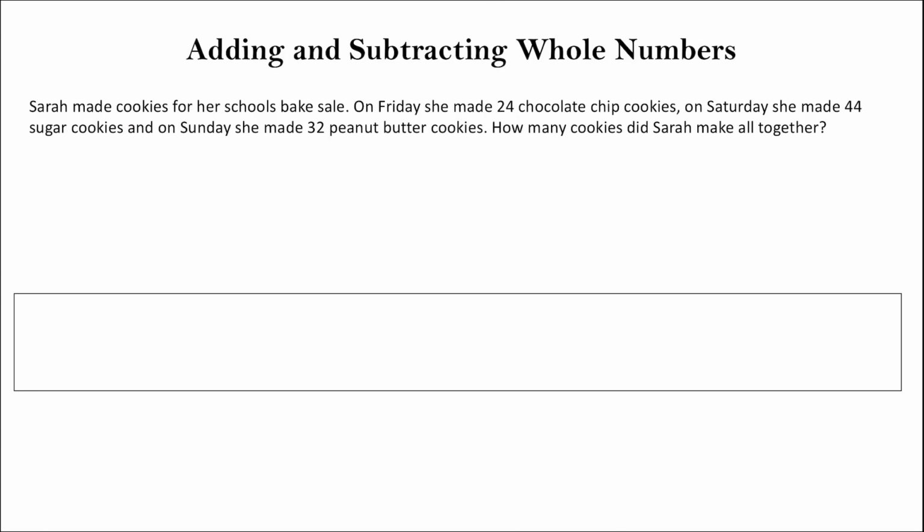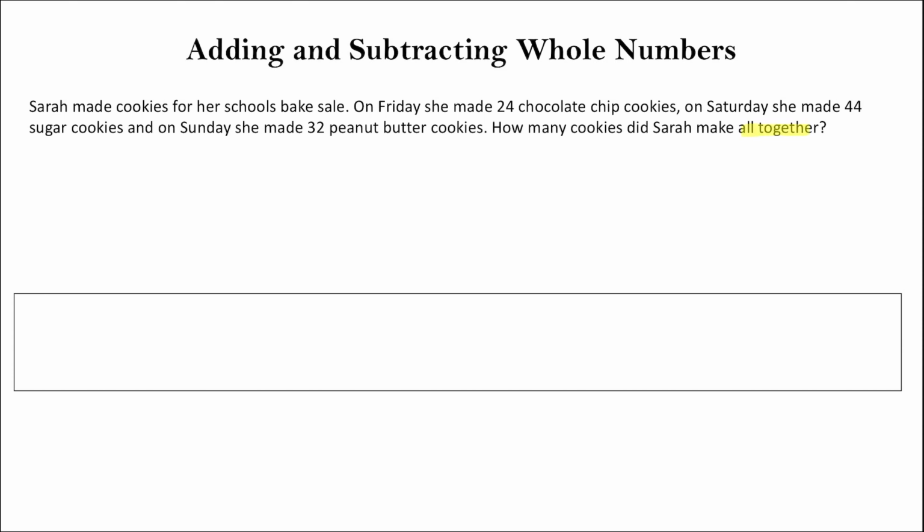Let's take a look at adding and subtracting whole numbers first. Sarah made cookies for her school's bake sale. On Friday, she made 24 chocolate chip cookies. On Saturday, she made 44 sugar cookies. And on Sunday, she made 32 peanut butter cookies. How many cookies did Sarah make altogether?